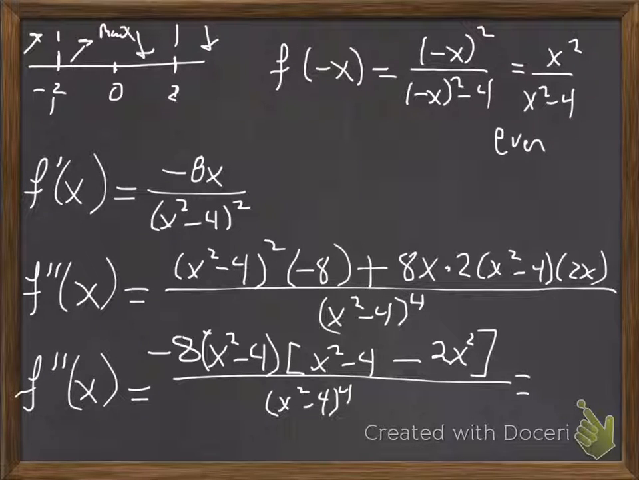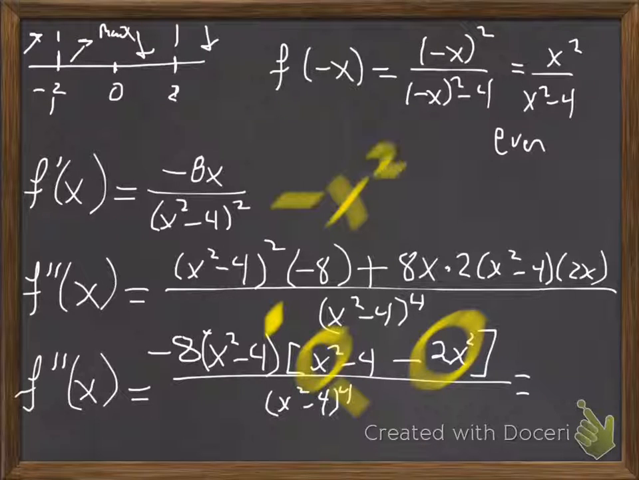What's going to happen is we have 1 to the first power here. That's going to knock out one of those. So you're going to have x squared minus 4 to the third power, x squared, and then minus 2x squared is going to give us a minus x squared. So what you're going to have in the numerator is minus x squared and minus 4.